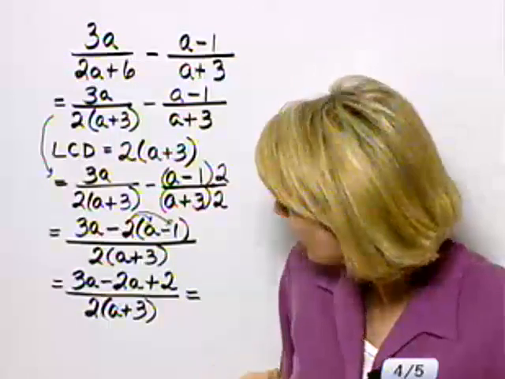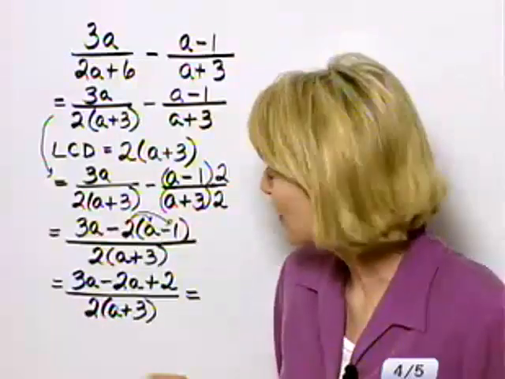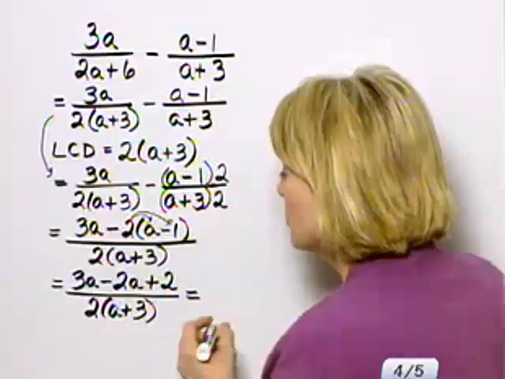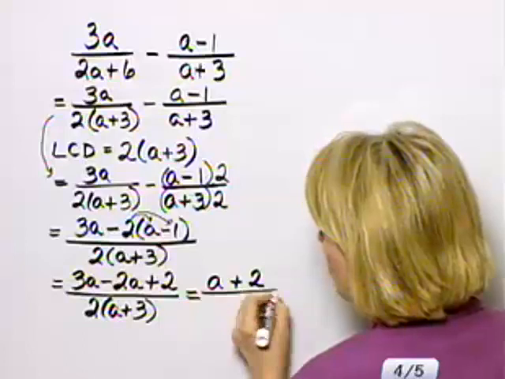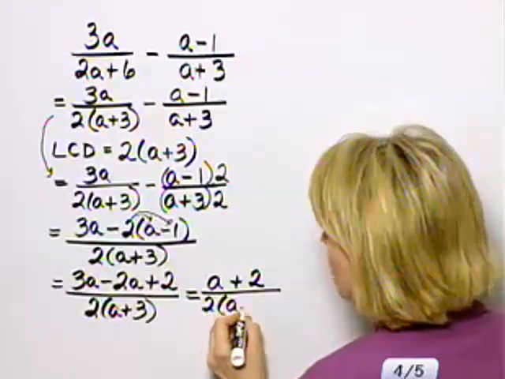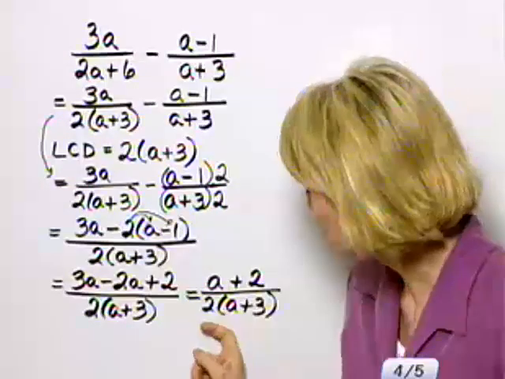So, is there any simplifying in the numerator? Yes, we have a few like terms. 3a minus 2a is 1a, or a, plus 2 over 2 times the quantity a plus 3.